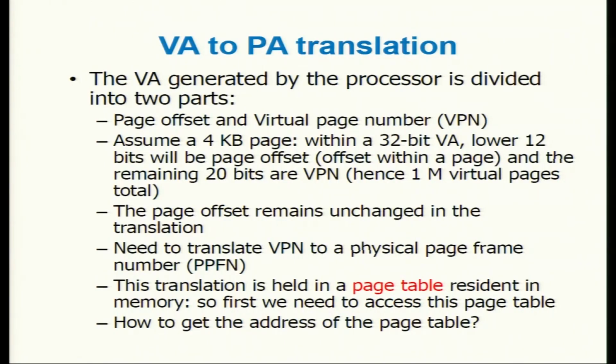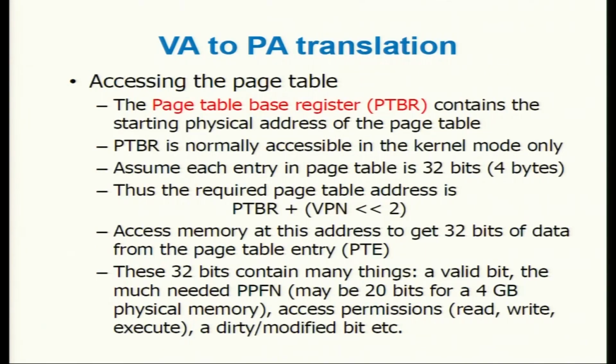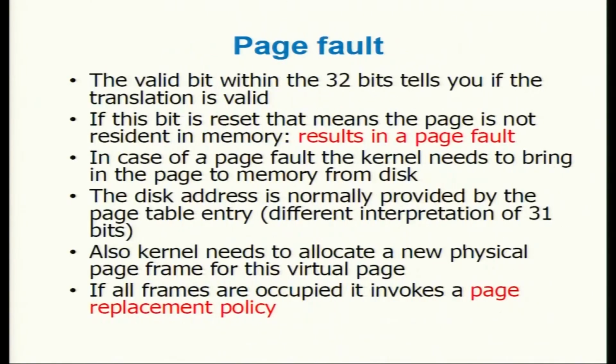Now the page offset remains unchanged in the translation, and you need to translate the virtual page number to a physical page frame number, as I said. So where is this virtual page placed in the physical memory? And this translation is held in a page table resident in memory. So as you can see now, essentially you require two memory accesses. First you have to go and access the page table, and then you can go and access your actual memory. Right? So that doesn't look very good.